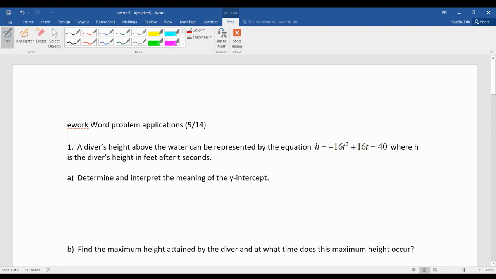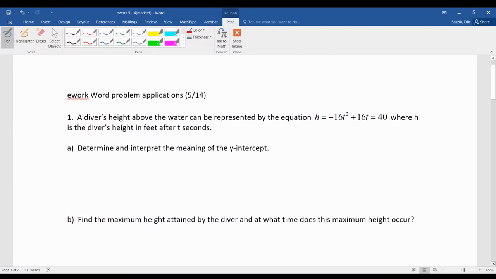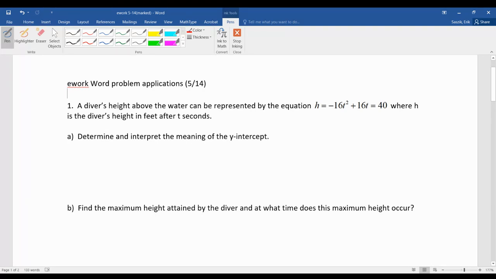All right, we're going to do everyone's favorite thing, word problems, application, kind of tying it a little bit into the graph, but some of this is a little bit review as well. So you've seen equations like this before. It talks about a diver's height.